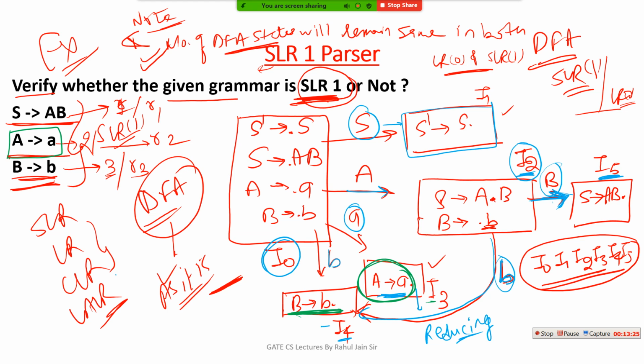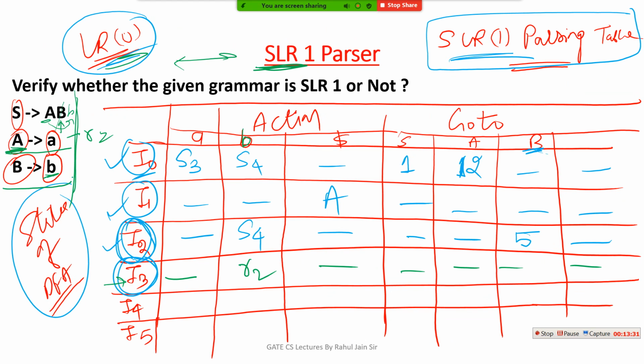Which equation is reducing, guys? Equation number 3 is reducing. That is, R3 is reducing on I4. We have done I3. Now need to do I4. On I4, I need to reduce R3. Where should I reduce R3? On the follow of B. What is follow of B? Follow of B is follow of S. What is follow of S? Follow of S is dollar. So I4 will reduce on dollar. That is, R3 is reducing here, and all the remaining ones will be left blank.